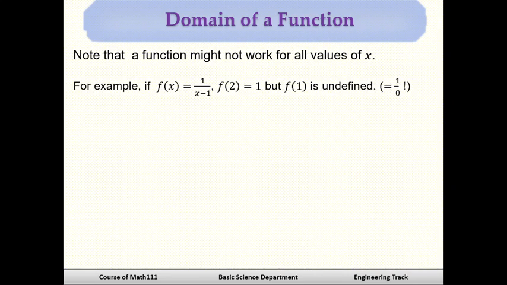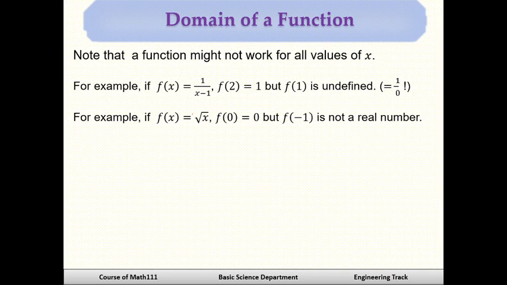Now look at these two examples. Look here, this 1 over x minus 1, 2 is okay. You can put 2 here, you can put 3 here. But if you put here 1, then there's a problem. f of 1 is undefined because 1 over 1 minus 1 will be 1 over 0, so it's undefined. So as you see, 1 cannot be a value of x, so it cannot be accepted as an input.